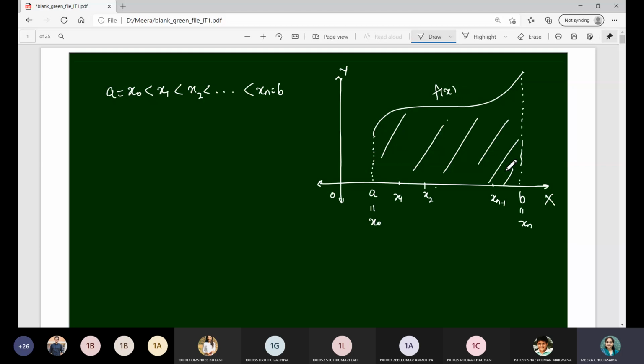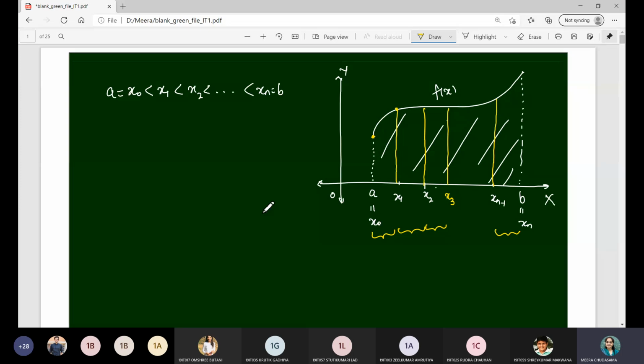After this partition, suppose I consider the corresponding partition as x2, x3, and then the last point xn. Now in this partition, let me consider the lowest value of the function f of x. You can see that this is the lowest value and this is the highest value of the function in the first subinterval x0 to x1. This is the second subinterval x1 to x2. The third one is x2 to x3, and this is the last one.